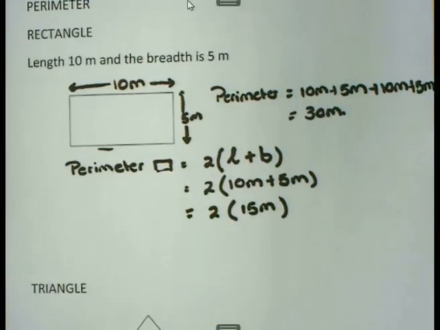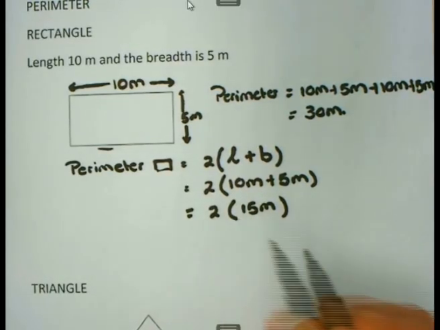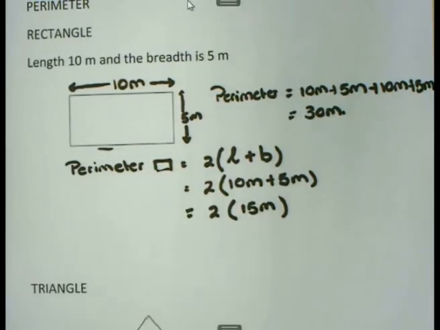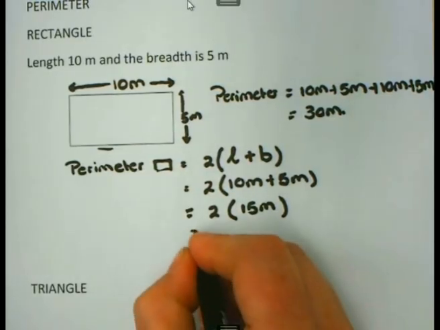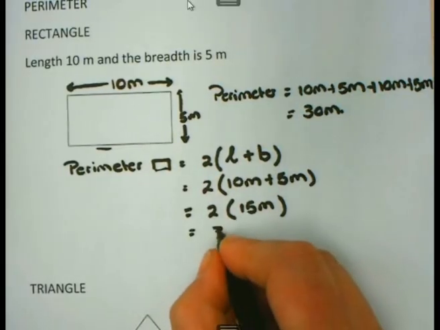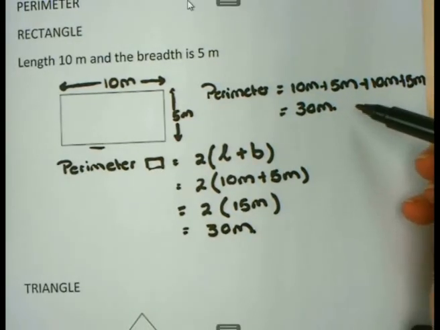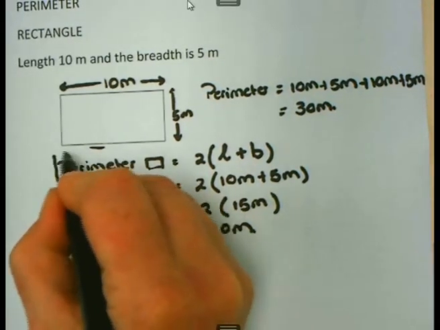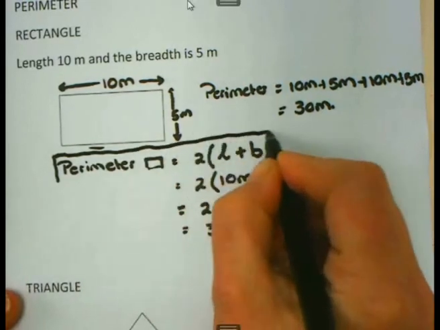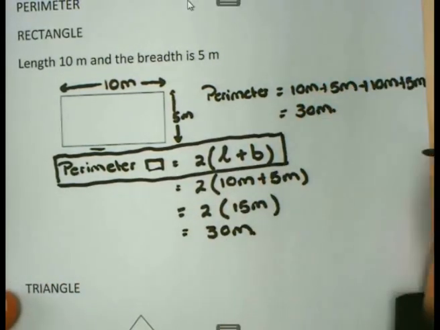And now if I'm going to work out the final step, there is no operation written, and that means that it is multiplication then. So this one will become 2 times 15 meter for a total of 30 meter. Exactly the same as what I got there. But when I work with the formula for a rectangle, I am going to use this formula.